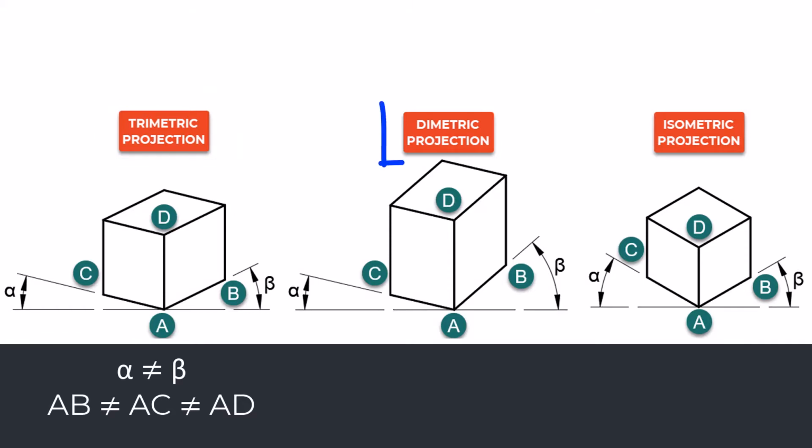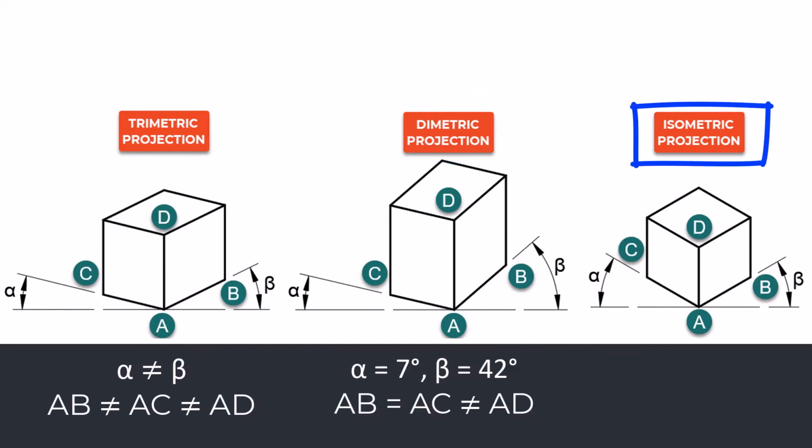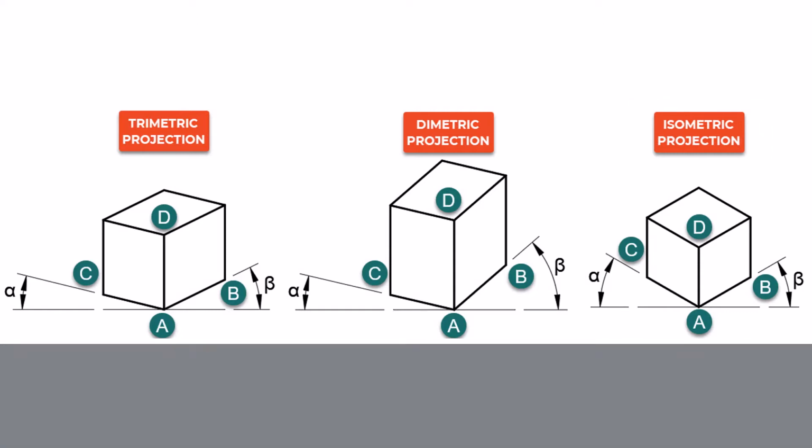In the dimetric projection according to ISO 5456-3/1996, alpha equals 7 degrees and beta equals 42 degrees, AB equals AC, AC not equal to AD. In the isometric projection according to ISO 5456-3/1996, alpha equals beta equals 30 degrees, AB equals AC, AC equals AD. The isometric projection is most used on engineering drawings to show a 3D representation of an object.